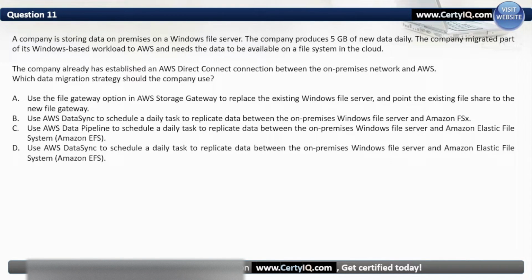The correct option is B. Use AWS DataSync to schedule a daily task to replicate data between the on-premises Windows file server and Amazon FSx.